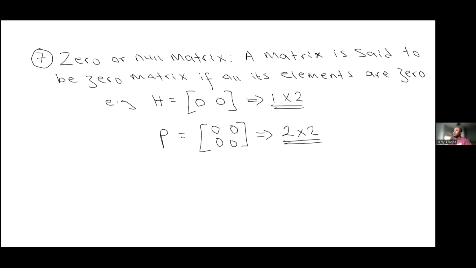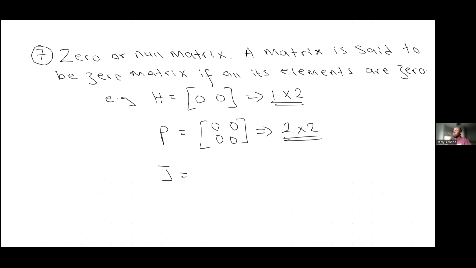Then the next one, let's say J, you can have it as 0, 0, 0, 0, 0, 0, 0, 0, 0. So this is also a what? A null matrix. It's going to be a 3 by 3 because you have 3 rows and you have what? 3 columns. And this is going to be a 0 or a null matrix.